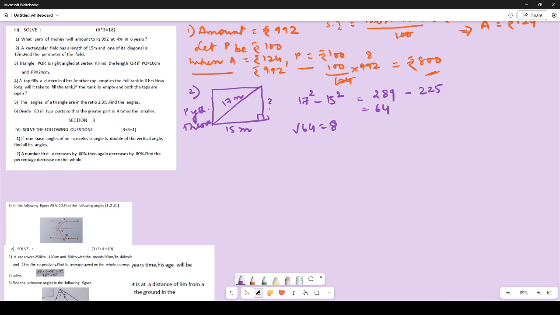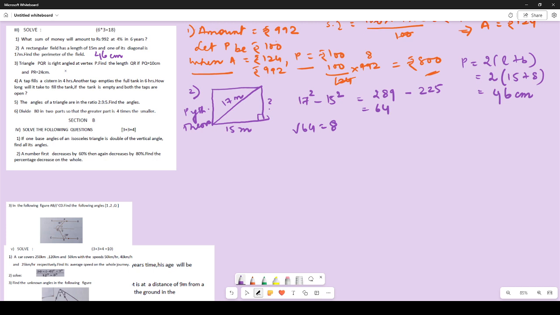Now you're not supposed to leave it over here. Many of you left it like this. So now that we have found this as 8, we are supposed to find the perimeter. So how do you find the perimeter? P is equal to twice L plus B, right? L is 15, B is 8. So this will be equal to 46 centimeters, right? So that should be your answer, 46 centimeters.